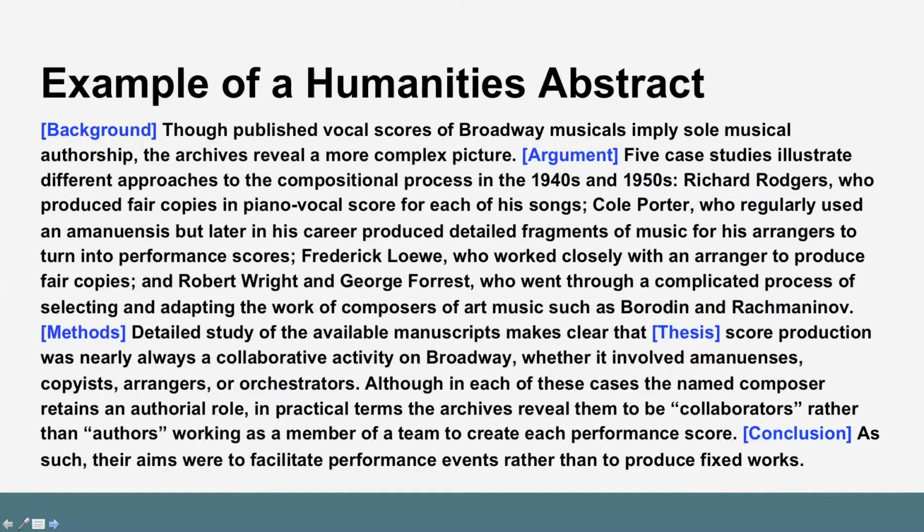And so what can we conclude from this study? As such, their aims were to facilitate performance events rather than to produce fixed works. Okay, so each of these components that we would expect to see in a humanities essay actually make it into the abstract and structure that abstract for us. Okay.